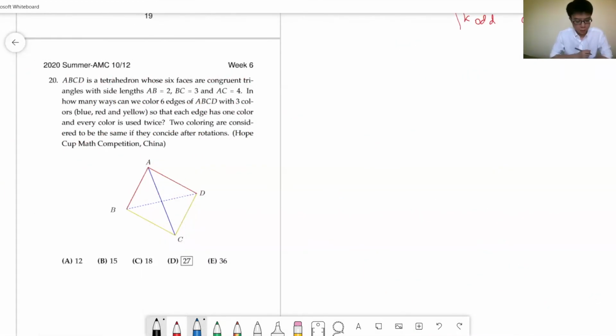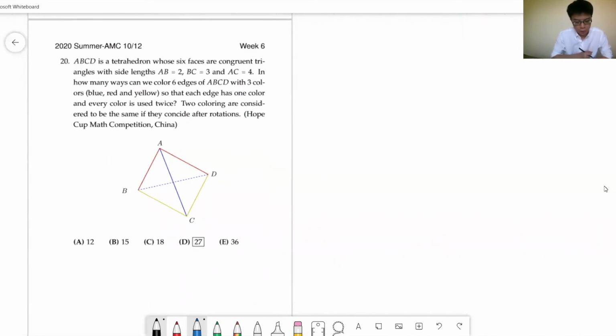All right, let's do problem 20, the last problem. So we have this tetrahedron with 6 faces, congruent triangles. And we know the side lengths AB equals 2, BC equals 3, and AC equals 4. So the 6 triangles are congruent to triangle ABC. So this triangle will have side lengths 2, 3, 4. So all 6 triangles have side lengths 2, 3, 4.